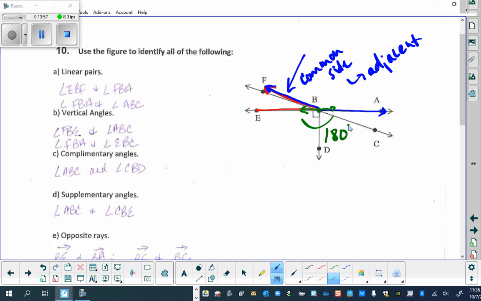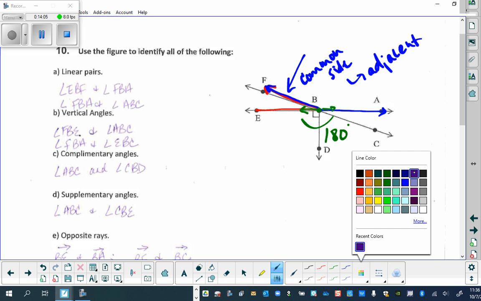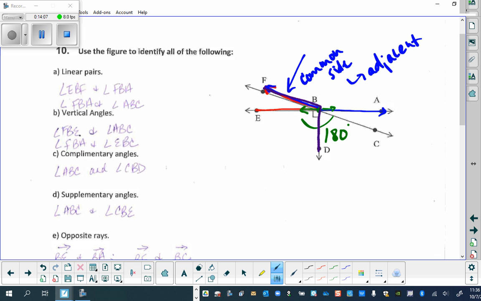Go ahead, Anna. How does the angle SBD and FBD, let's see what she's talking about. FBD, go ahead. And angle DBC? Yeah, that's good. That's fine. Adjacent and supplementary.